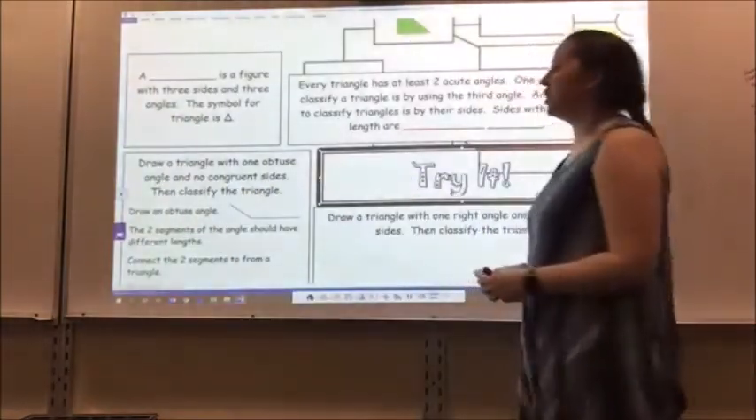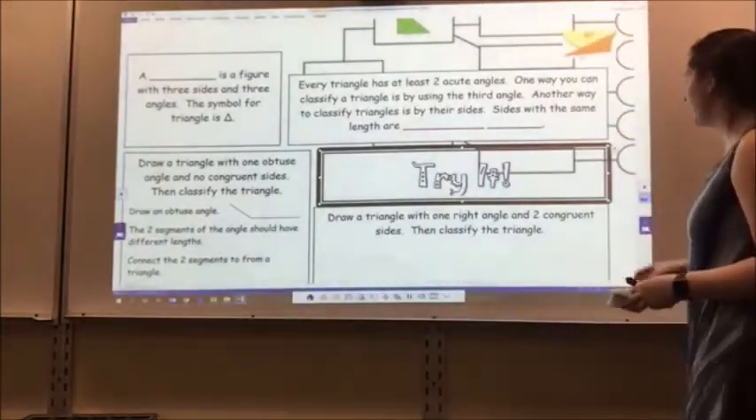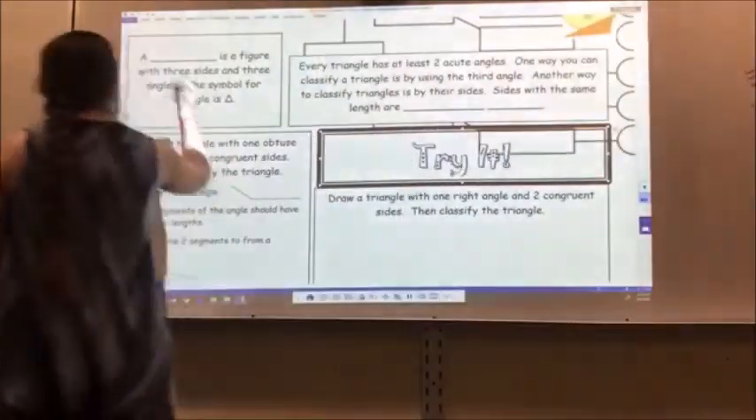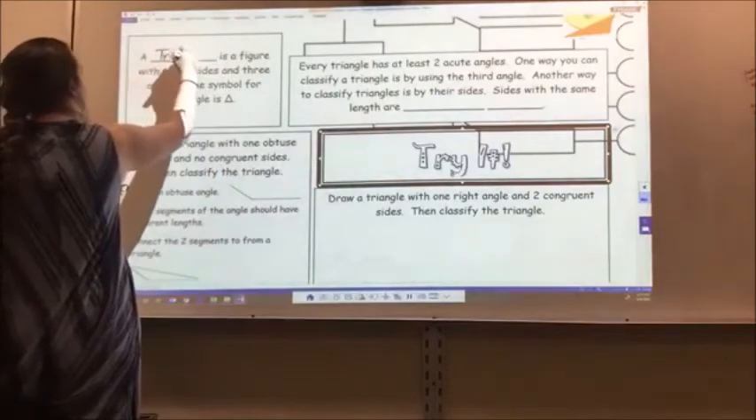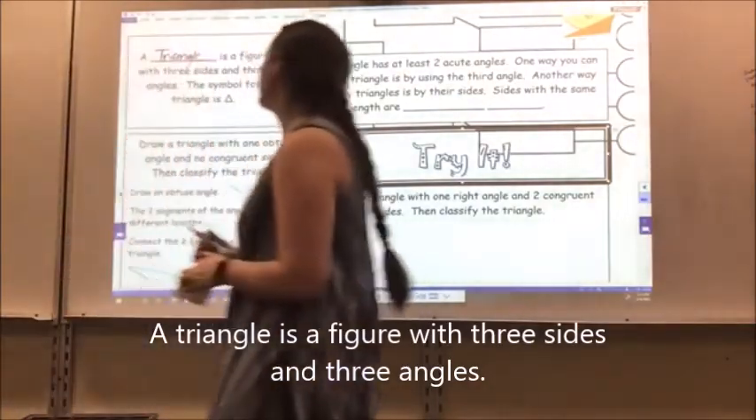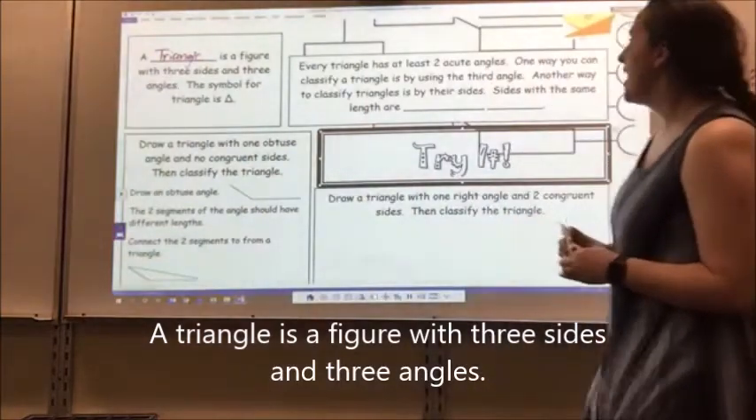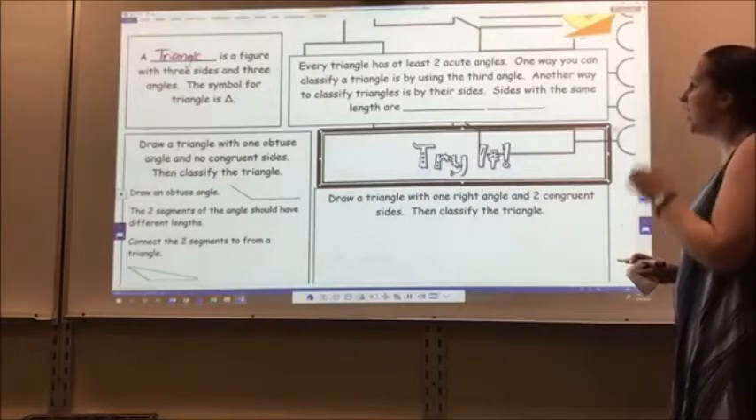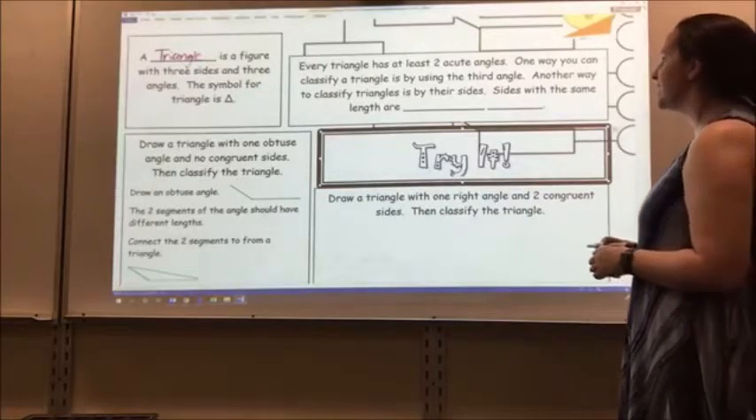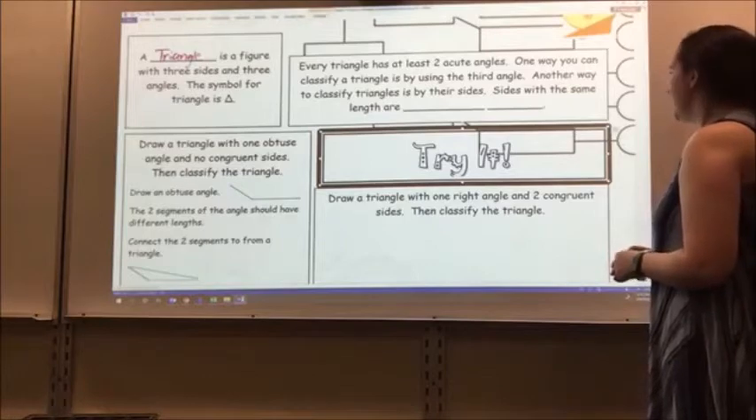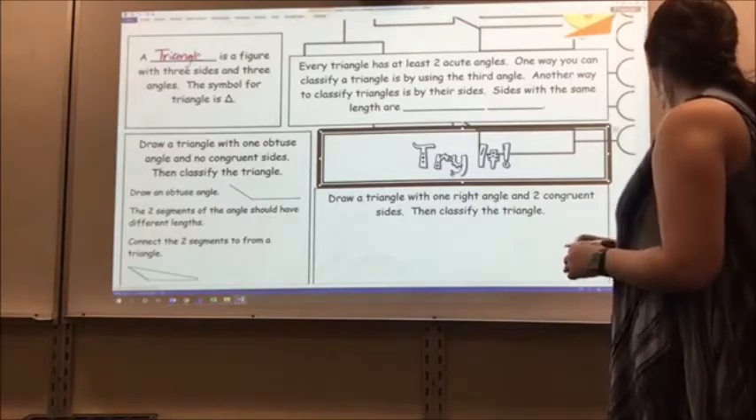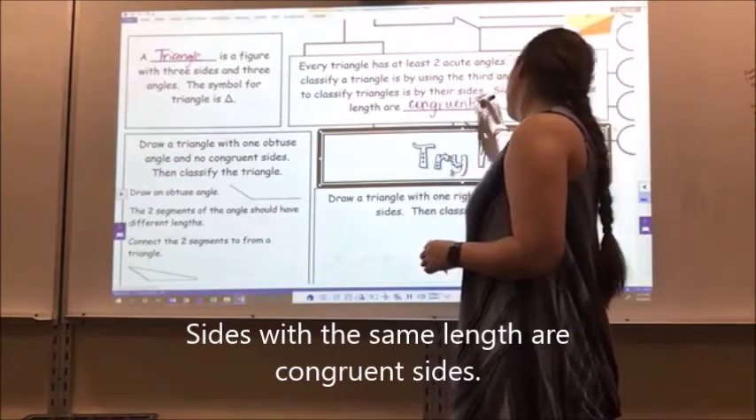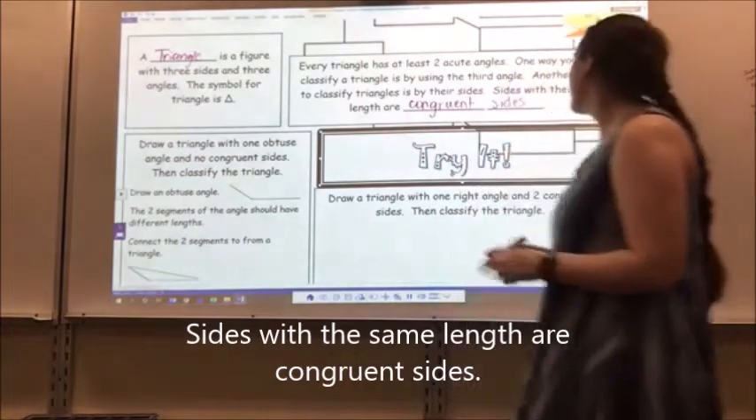A blank is a figure with 3 sides and 3 angles. The symbol for a triangle is the little triangle shape. So in that blank, you're going to write triangle. A triangle is a figure with 3 sides and 3 angles. Every triangle has at least 2 acute angles. One way you can classify a triangle is by using the third angle. Another way to classify the triangle is by their sides. Sides with the same length are called congruent sides.